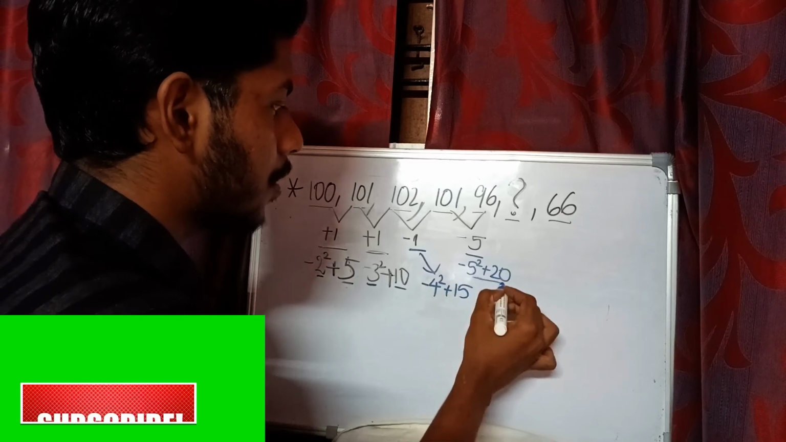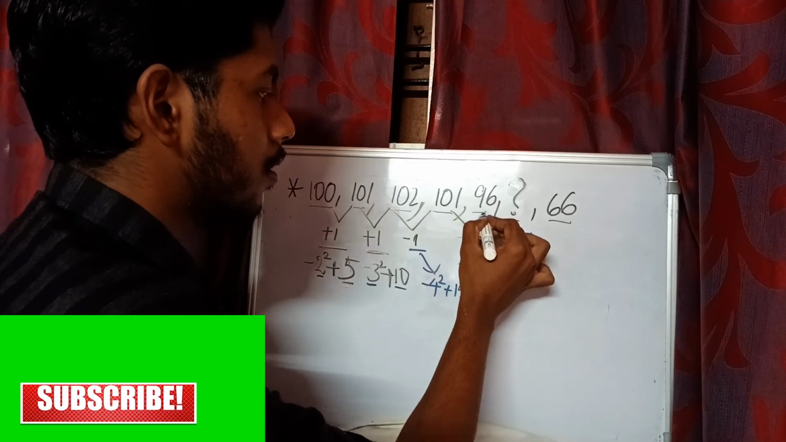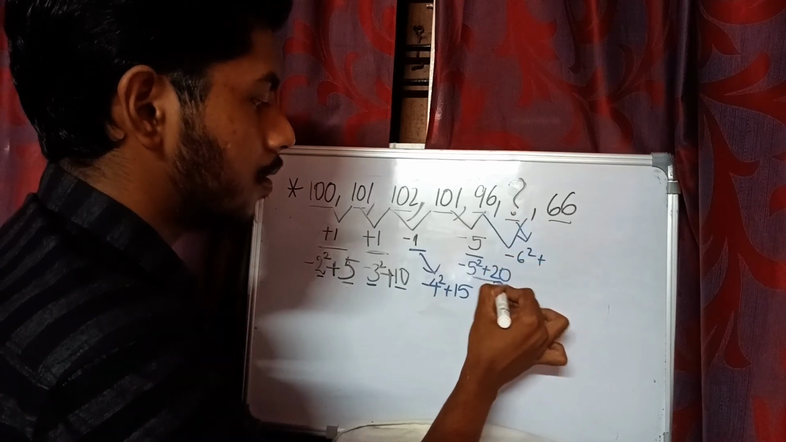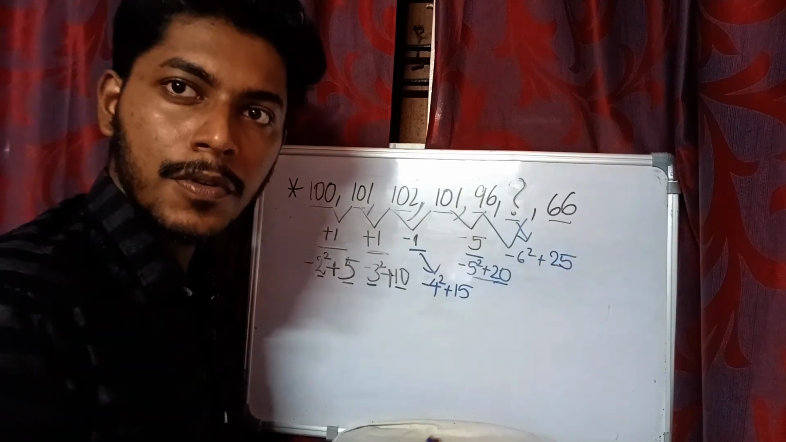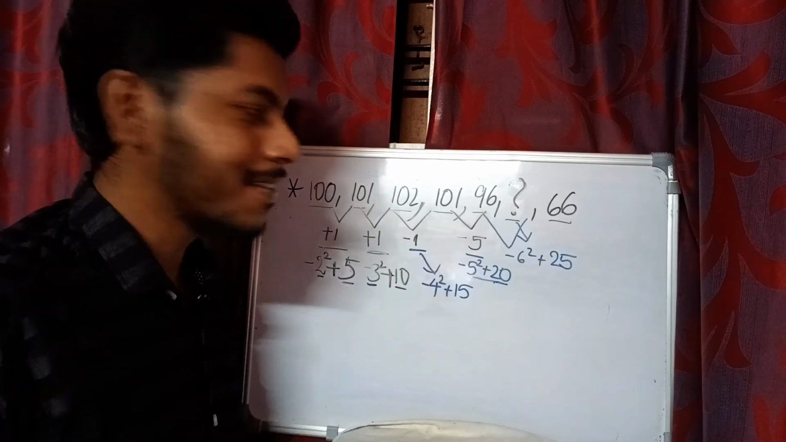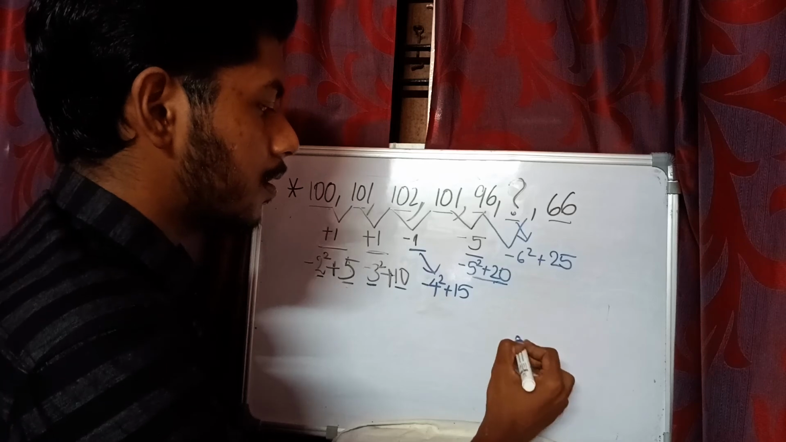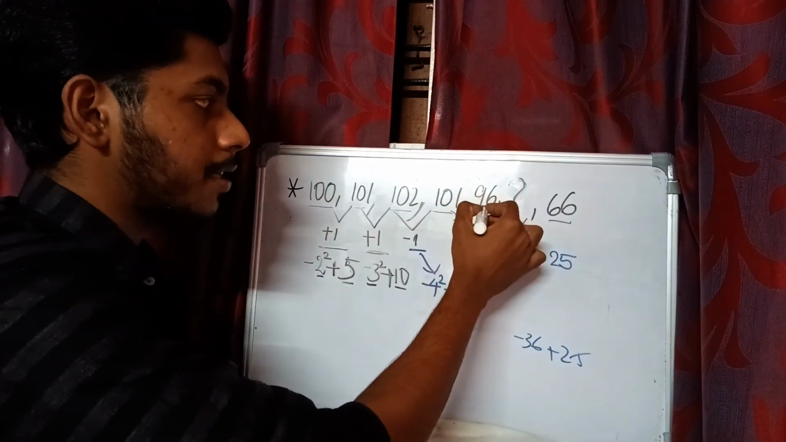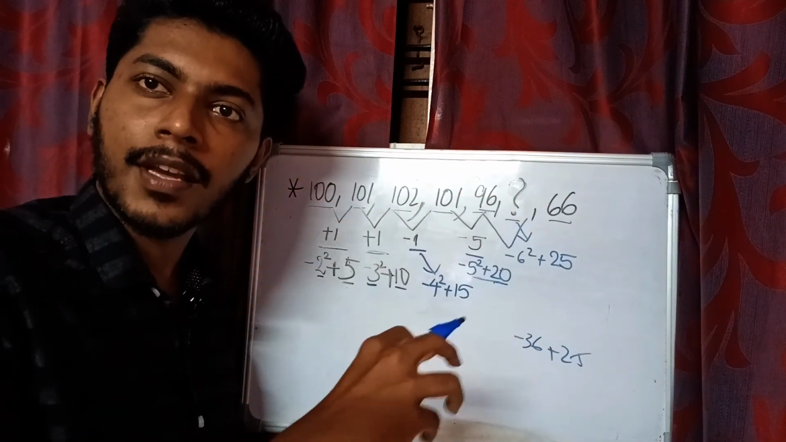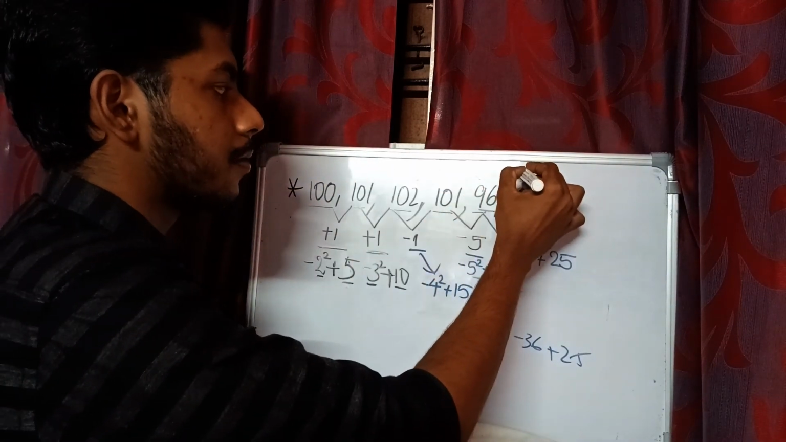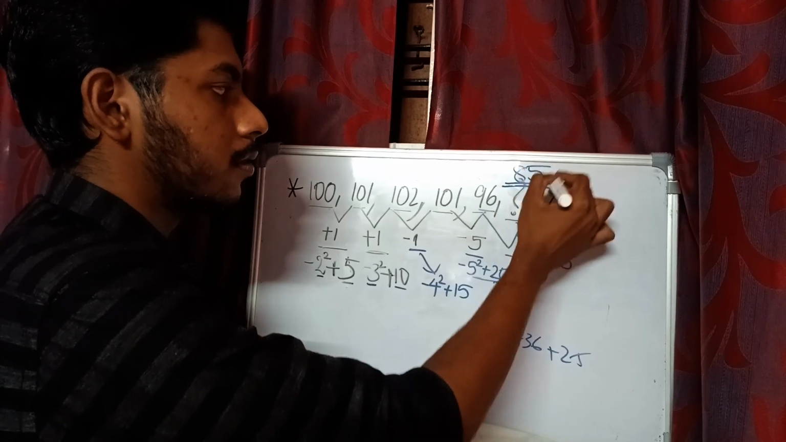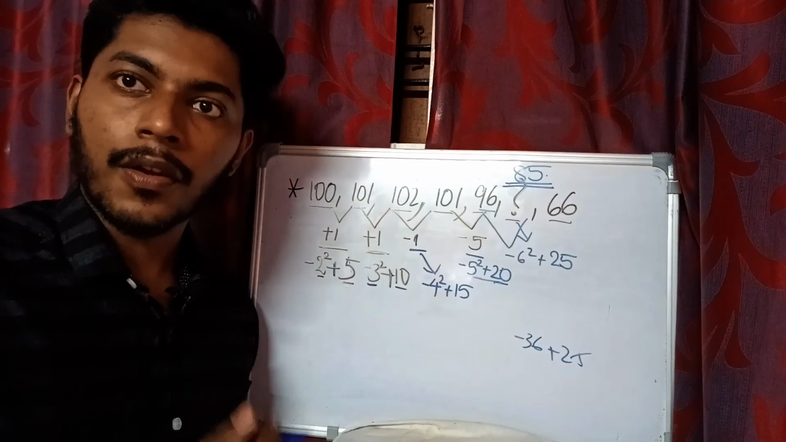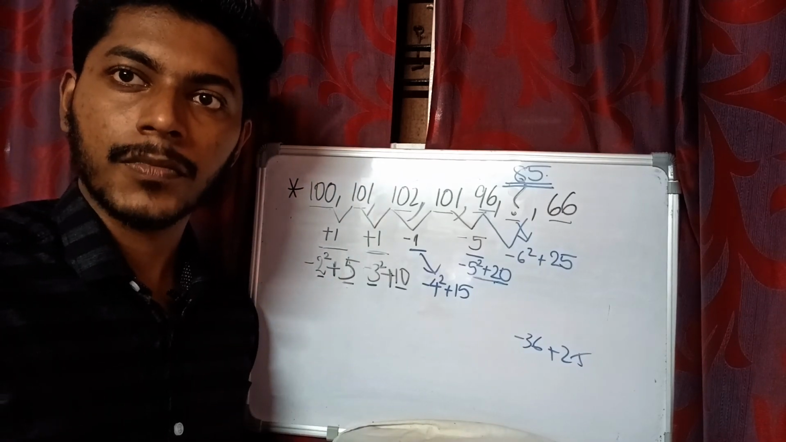Okay, 5 square plus 20. So for this one, the difference should be minus 6 square plus 20 plus 5, 25. So what's it? Minus 36 plus 25, minus 11. So 11 should be subtracted from 96 for getting the answer. So what's your answer? 85. It's your answer. Okay. So try this kind of questions more.